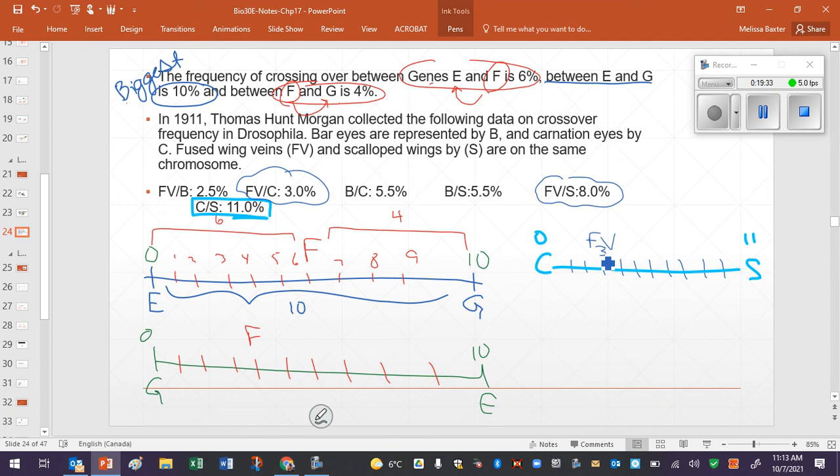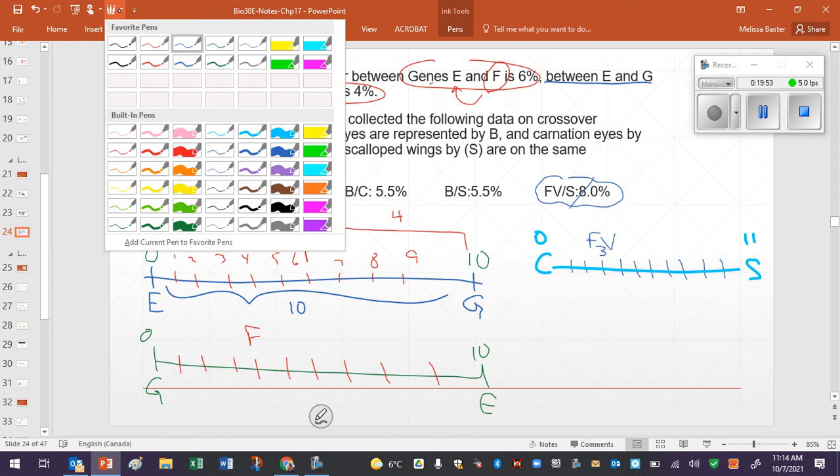If that's at position 3, then it will be 3 spaces away from C, and it will certainly be 8 spaces away from S. So that data works. Especially when there's a lot of data, I like to highlight or cross it out as I've looked at it so I know that I've considered it.